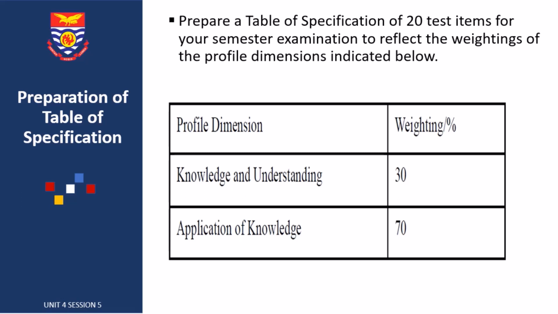Prepare a table of specification of 20 test items for your semester examination to reflect the weightings of the profile dimensions indicated below. So profile dimension, and then you have weighting. By profile dimension, we are referring to the cognitive domains. So knowledge and understanding 30%, application of knowledge 70%. How do you prepare?